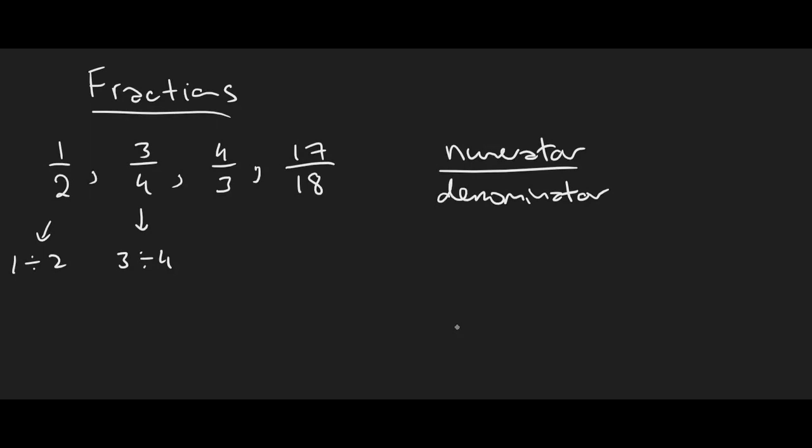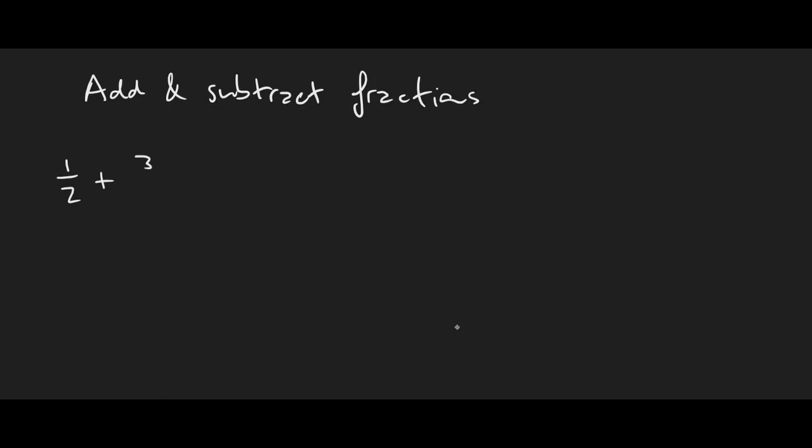And we can add and subtract fractions. But we have to have the same denominator. So if we have 1 over 2 plus 3 over 2, we can add these together. We put them over the same denominator, and it's 1 plus 3, which is equal to 4 over 2. And we know from the last part that that's equal to 4 divided by 2, which is equal to 2.